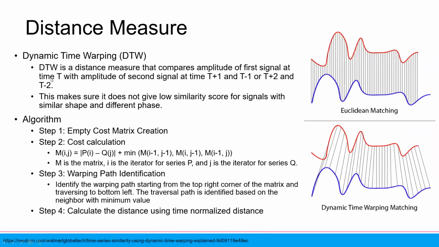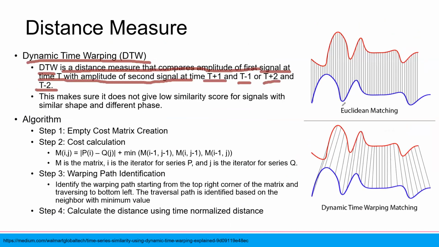So I will explain only one algorithm. We call it dynamic time warping, the DTW. It is a distance method that compares the amplitude of the first signal at time t with the amplitude of the second signal at time t plus 1 and t minus 1, or t plus 2 and t minus 2.